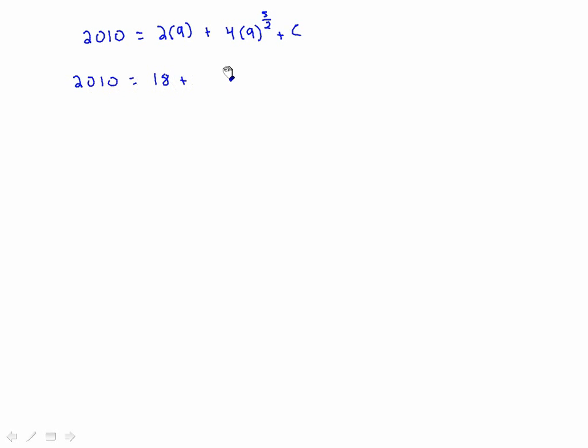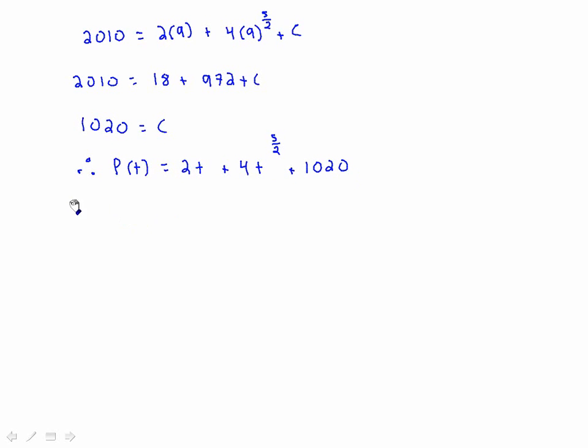So 4 times 9 to the exponent of 2.5, which is what that's equal to, is going to be plus 972 plus c. So now we just clean this whole thing up. 2010 minus 18 minus 972 is 1020. So 1020 is equal to c. So therefore the population function, P as a function of t, is equal to 2t plus 4t to the 5 halves plus 1020.